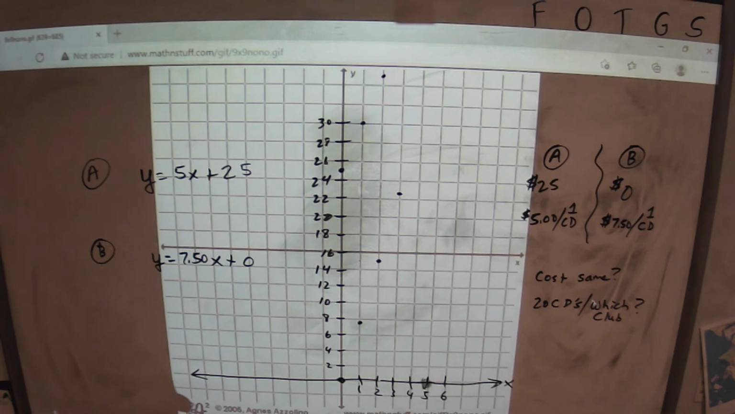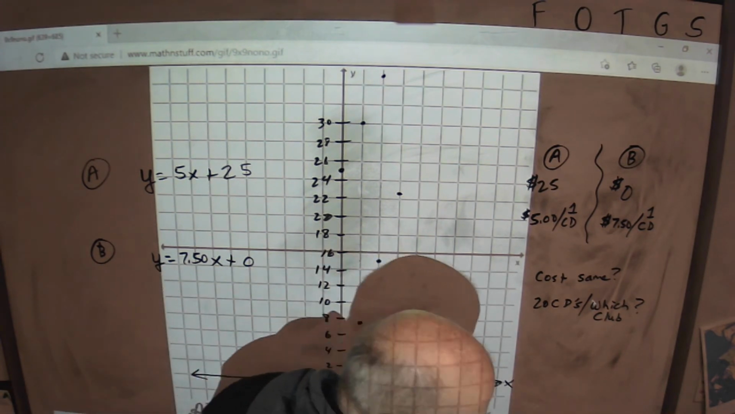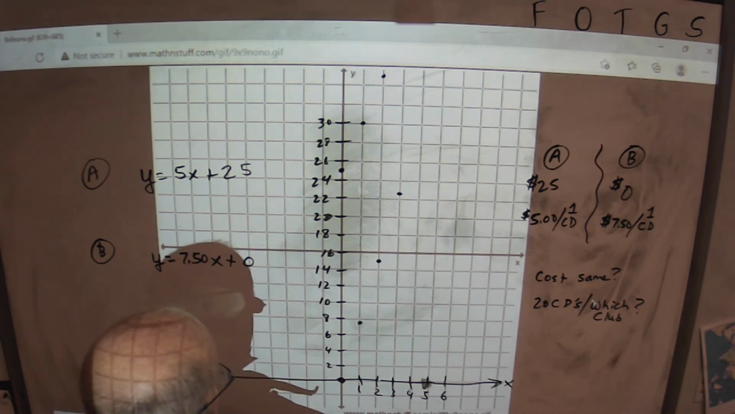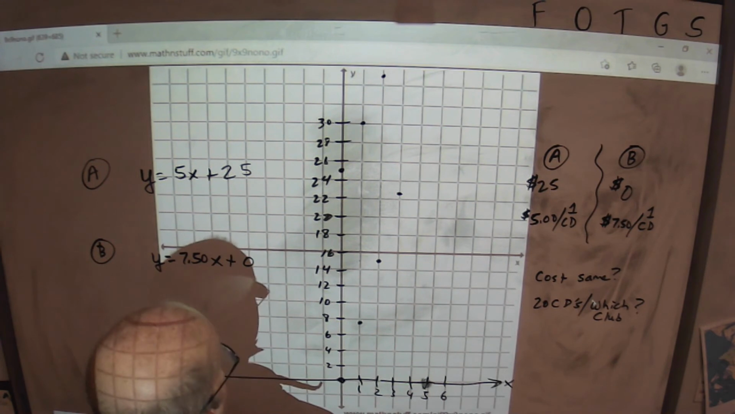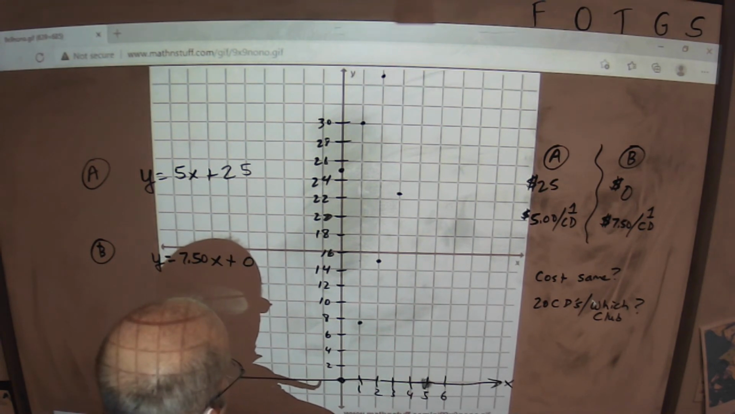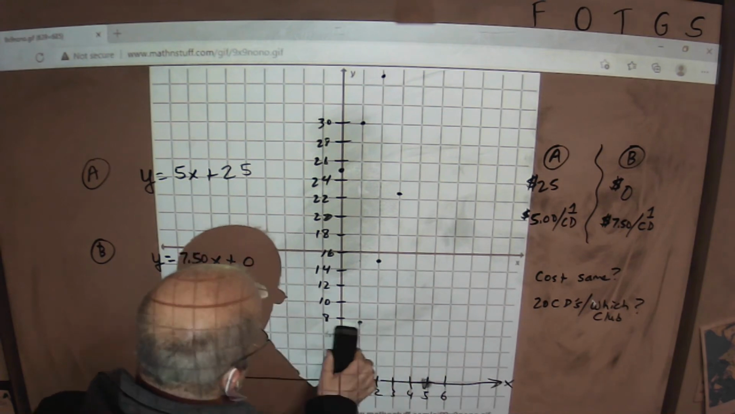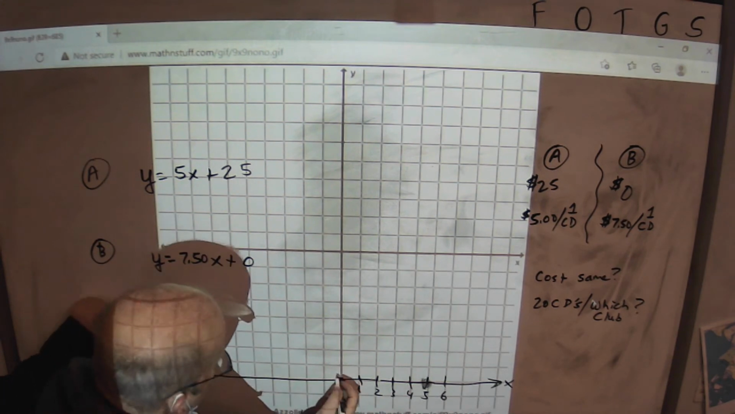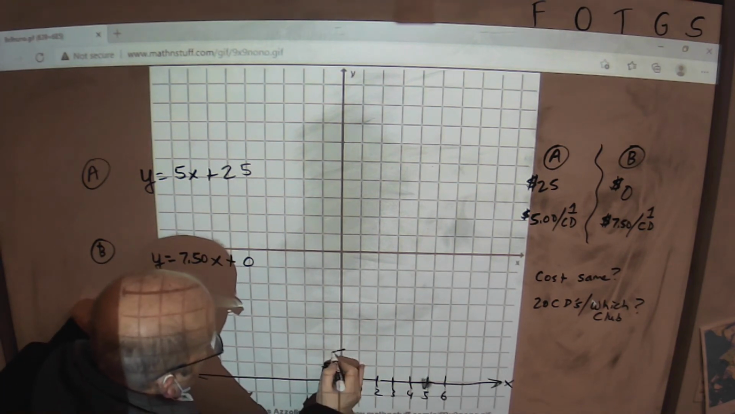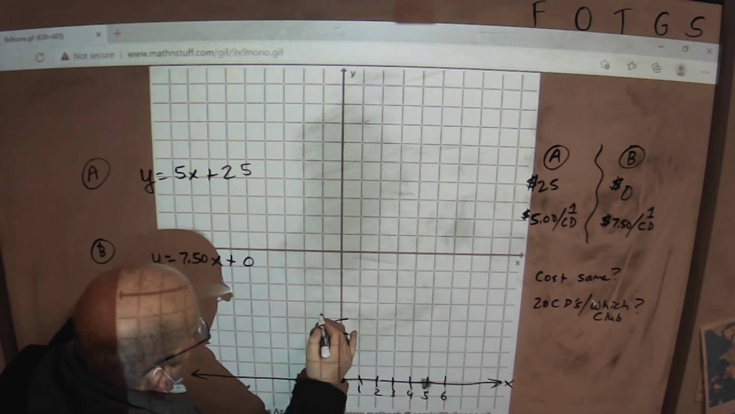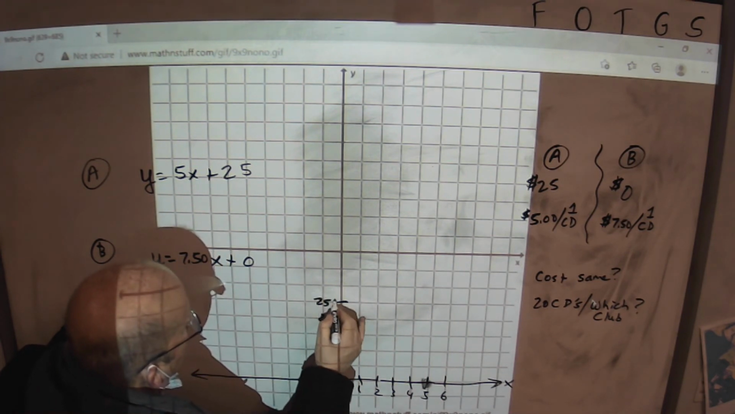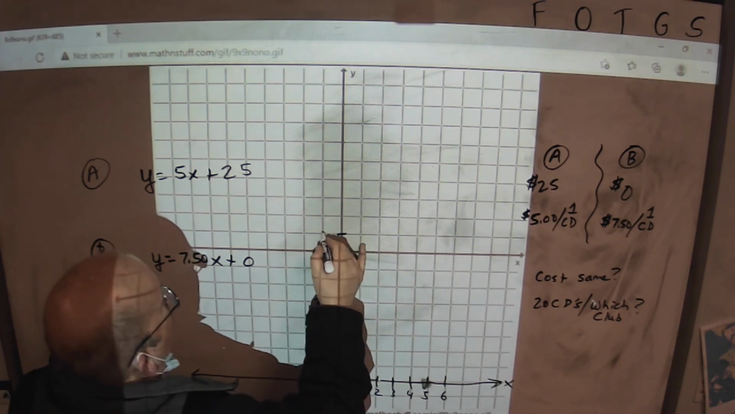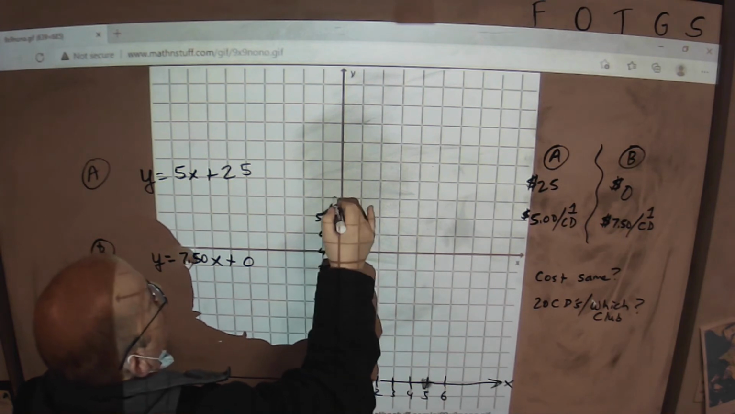How am I going to get those to meet? Goodness, I don't know. Let's try doing this. Let's change it back to 5s. 10s, 15, 20, 25s, 30s, 35s, 40s. I know they're going to meet, I just don't know where they're going to meet.